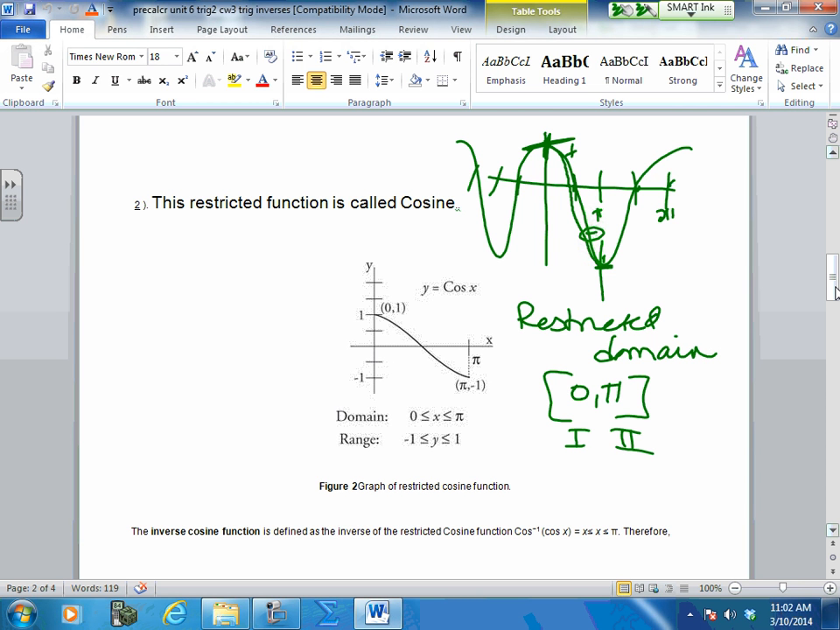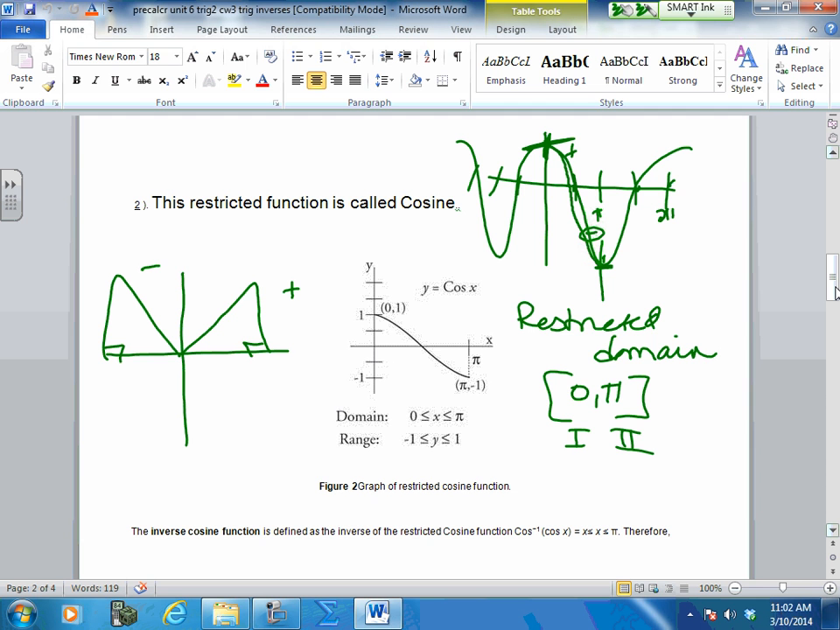So if I'm looking for a restricted cosine, I'm either going to be here or here, quadrant 1 or quadrant 2. And your calculator is going to do the same thing. It's going to do second cosine 1/2 and give you a 60-degree angle in quadrant 1.